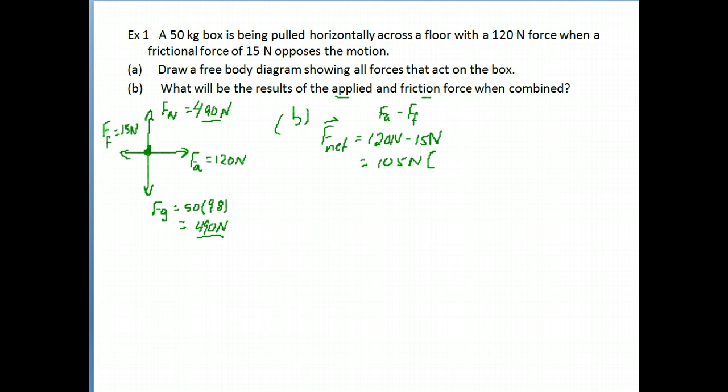And since direction wasn't given, we'll just assume that instead of saying east, we'll say it's to the right. But if you said east, that will be just as fine, since direction wasn't given.